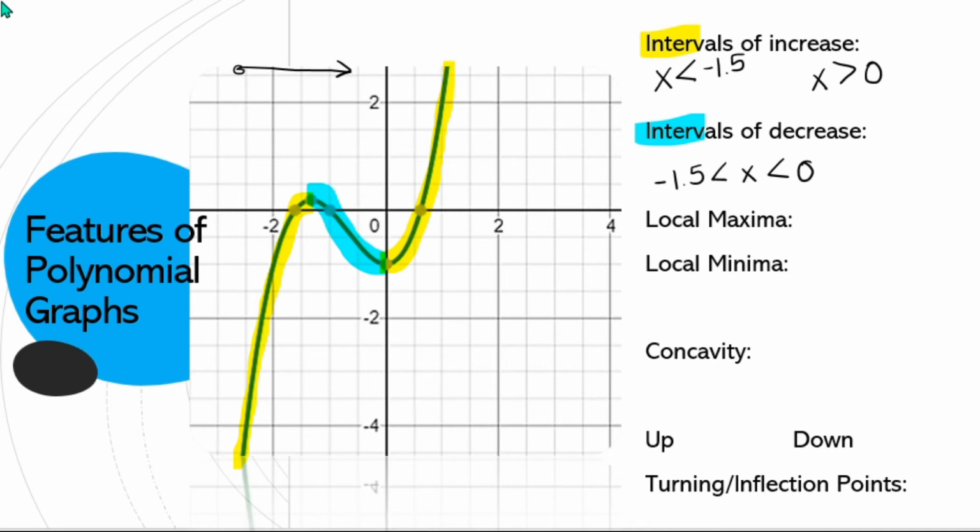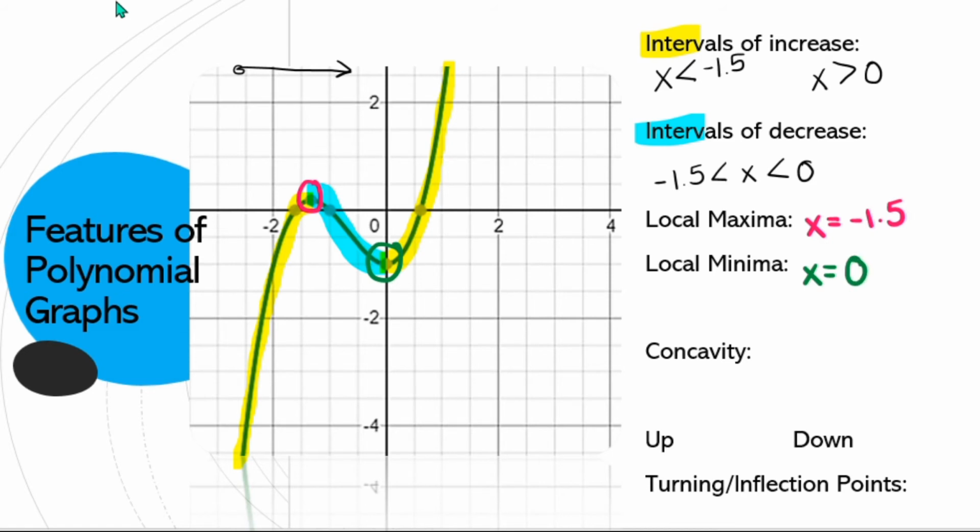That's fine. All right, local maxima. Where do you have the top of the hill happen? Right here, okay? And that happens at x equals negative 1.5. Let's go to another color for our local minima. When do you have the bottom of the valley? One happens right here, when x equals 0.